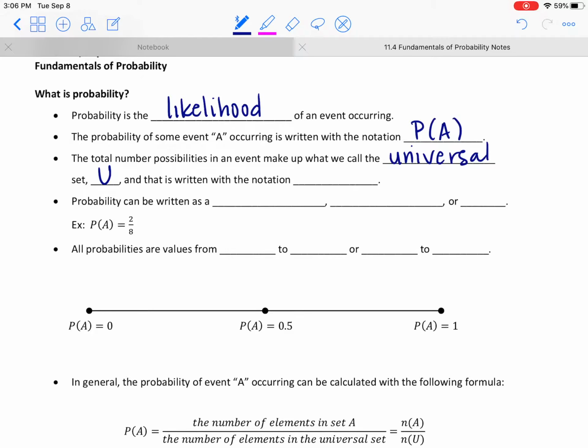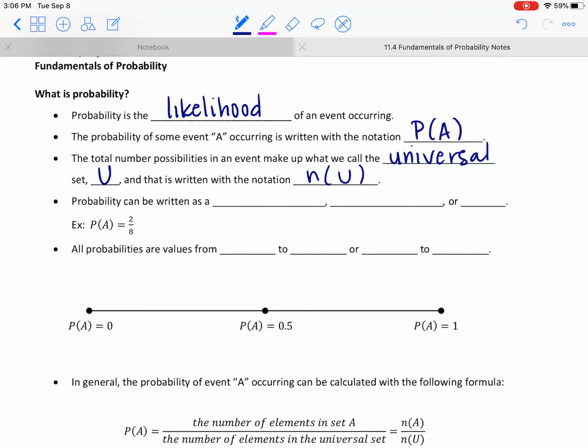The universal set, and we're going to call that U, is written with the notation N of U. Okay, so the total number of possibilities or outcomes in an event make up the universal set. The universal set is U. The number of outcomes in that universal set is N of U, and we saw that in our first unit as well. That's the number of elements in the set, or the cardinal number for the set. That's what that little N in parentheses means.